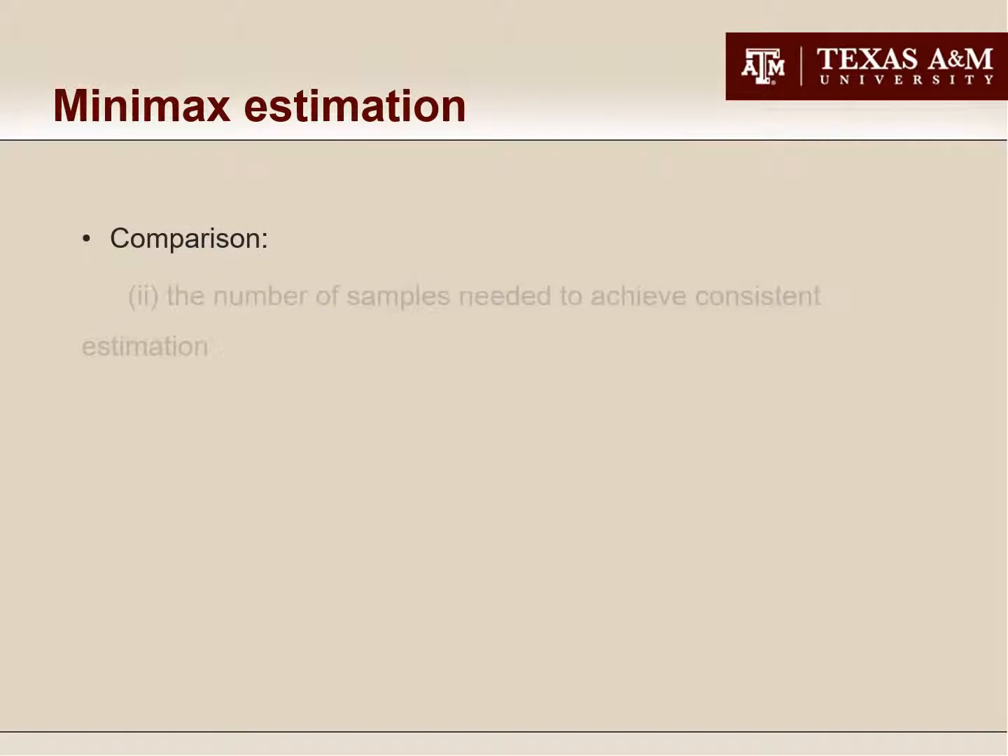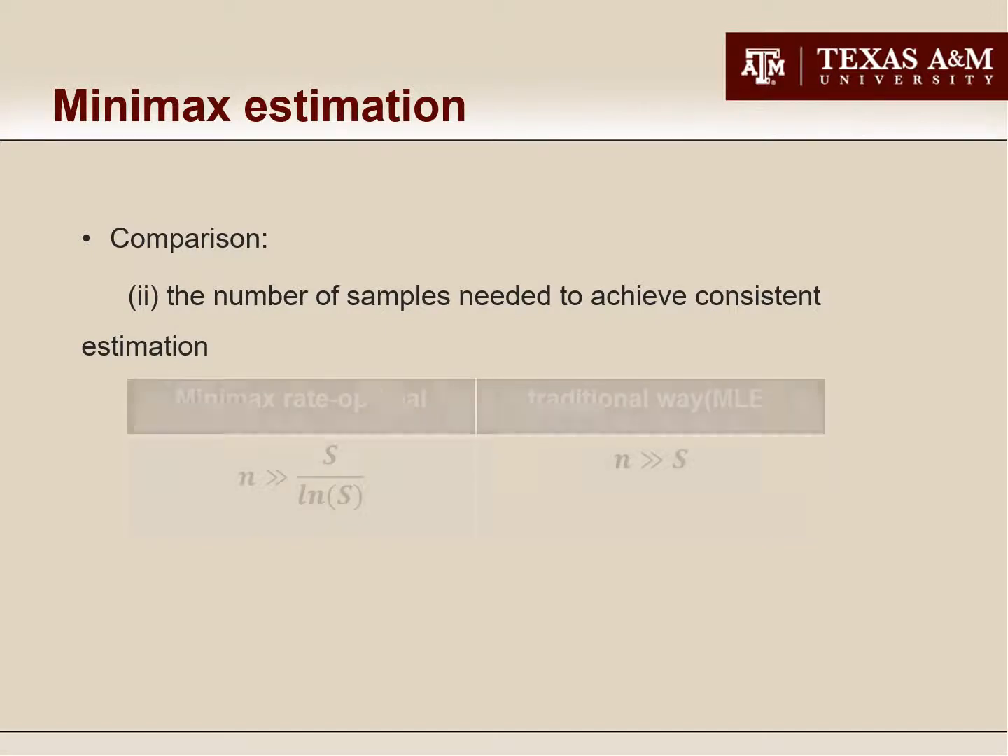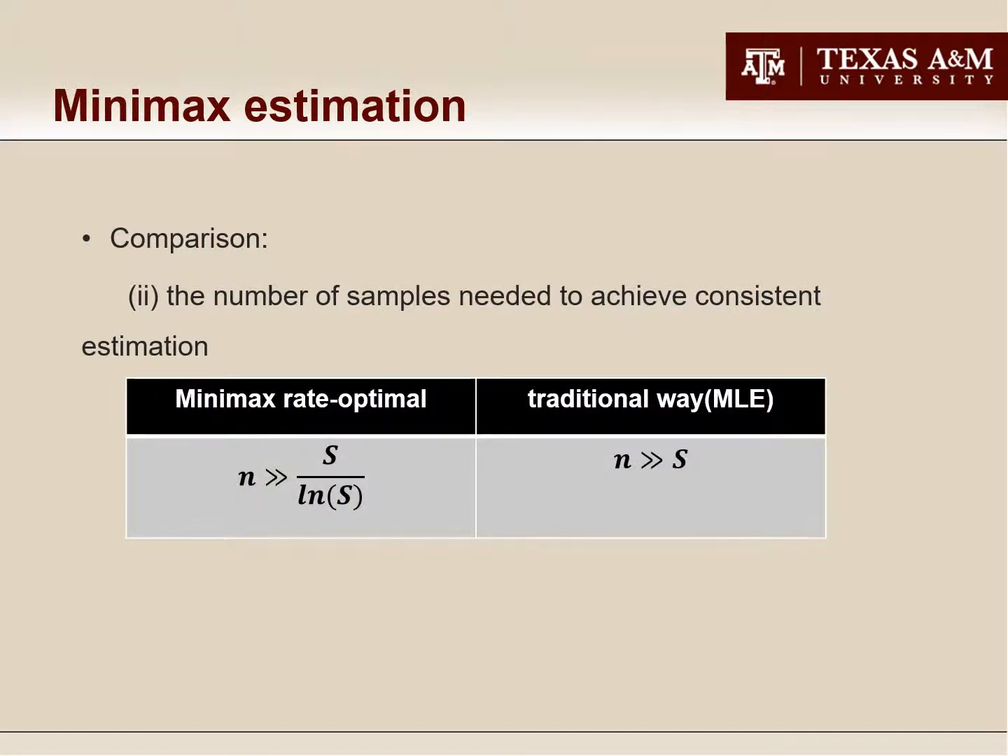And secondly, we can compare the number of samples needed to achieve consistent estimation. And here are the results. We can find that for the minimax estimation, we just need n to be greater than s divided by ln s. But for the traditional way, we need n to be greater than s, which is a huge difference.